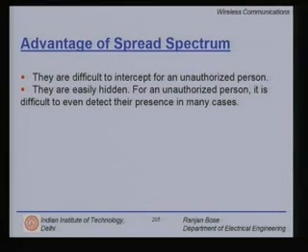The other advantage: they are easily hidden. For an unauthorized person, it is difficult even to detect the presence in many cases. They almost operate at the noise floor. Therefore, it is an advantage for military systems. Resistant to jamming, we have seen. It despreads its own signal but spreads further the jamming signal. In the frequency hop case, if you are jammed in a certain band, you hop to the next band and you don't have any more problem with jamming.